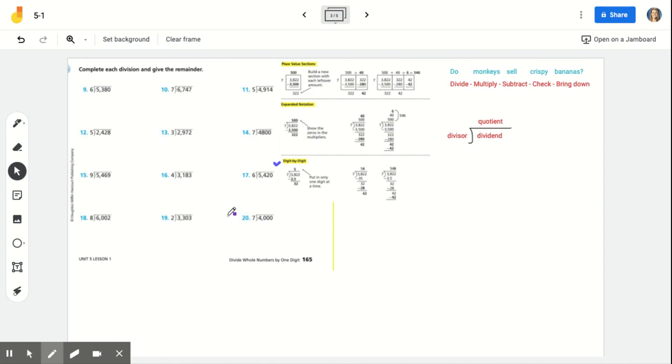So the problem that we're going to solve first is problem number 16. It's 4 goes into 3,183, and we're going to use the expanded notation method. And again, this is going to be done nice and small in your book. Just make sure it's nice and neat, so that you can refer back to. I'm going to write it out nice and big so that you guys can easily follow along.